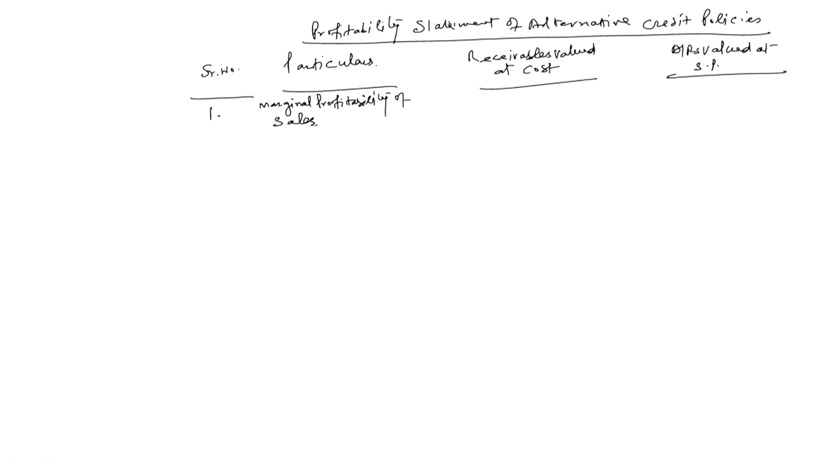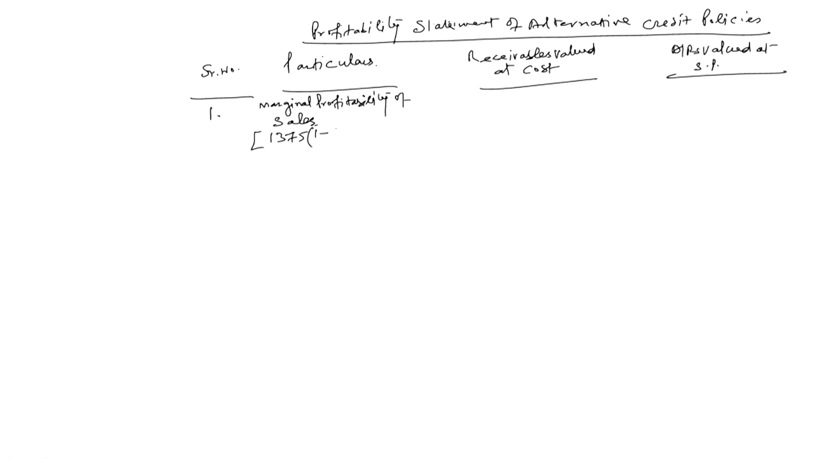When we relax the credit policy on a long term basis, we are going to have additional sales. So, this is the marginal profitability of the sales. How much is it going to be? This can be calculated. How much are we going to sell extra now? The total sales will be worth rupees 1375 crores, and we are talking about the profit part first. So, how much is the current 1375?